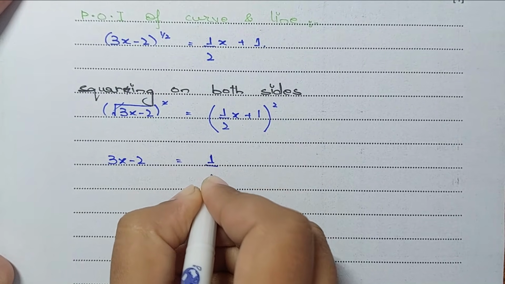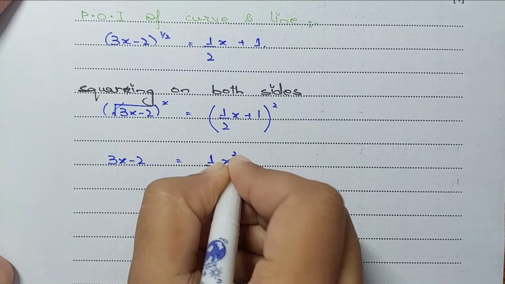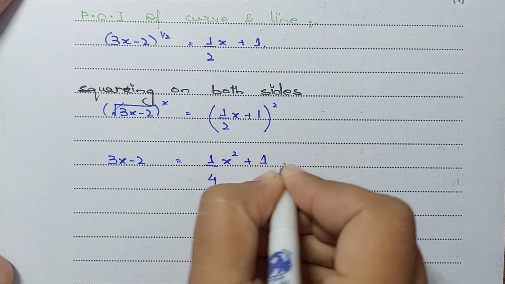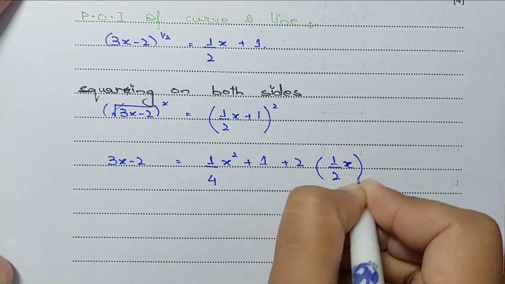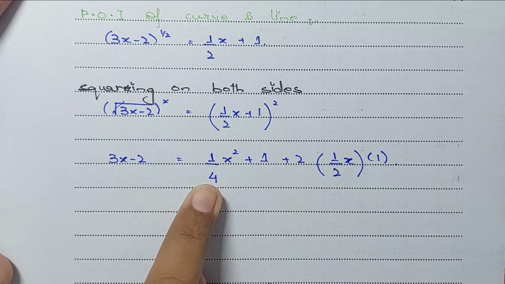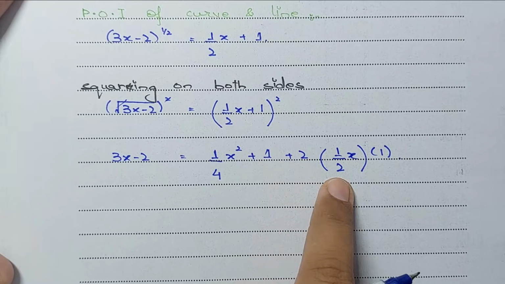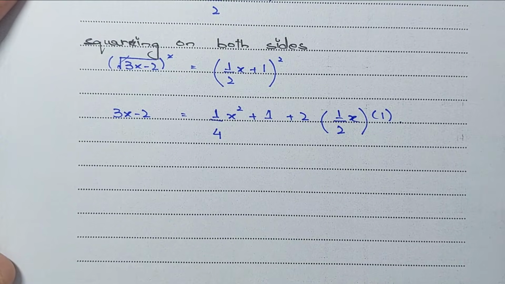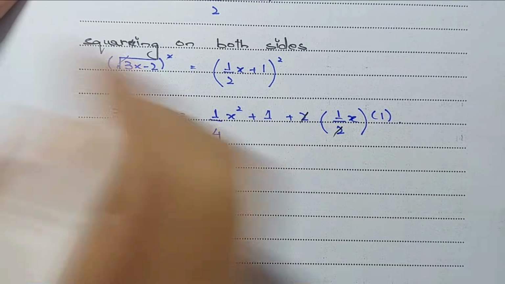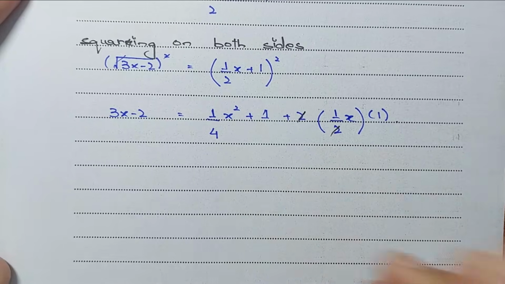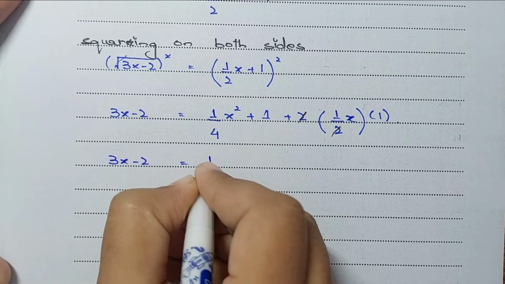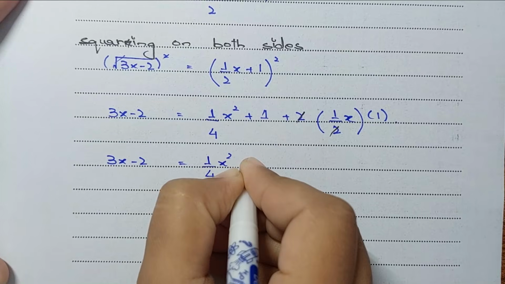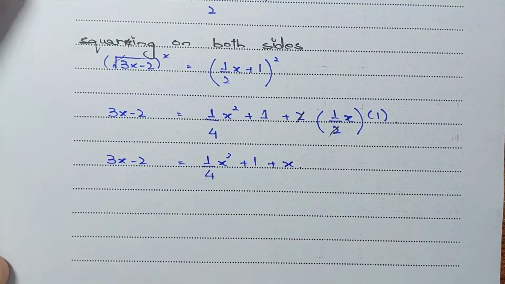1 squared is 1, 2 squared is 4, x squared is x squared. 1 squared is 1, plus 2 into the first term into the second term. a squared plus b squared plus 2ab, right? I open the square. Now this and this term cancel. 1 times 1 is 1, just x is left. 3x minus 2 equals 1 over 4 x squared plus 1 plus x.